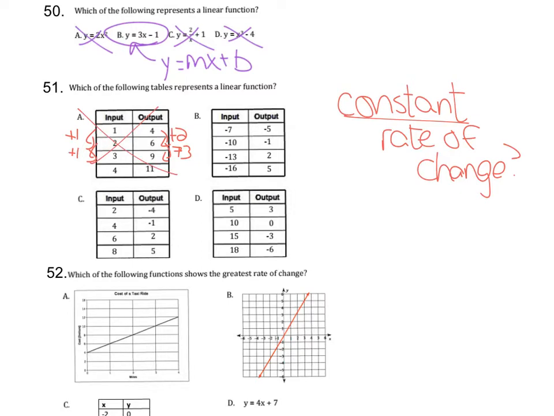Let's look at B. -5 to -1, I go up 4. And -7 to -10, I go down 3. -1 to 2 is up 3, down 3. So my change in y over change in x is 4 over -3, 3 over -3. Those are not the same thing. Not a line.